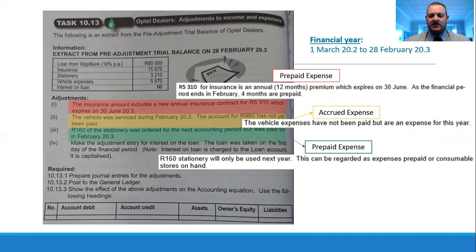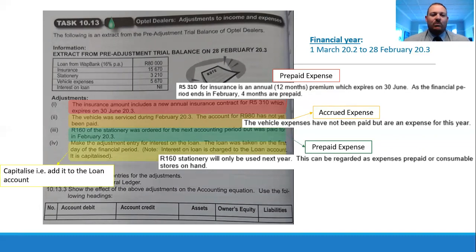So that's why we regard this as expenses prepaid or prepaid expense, and you can also refer to it as consumable stores on hand. Okay, and then finally, guys, we have here an adjustment entry for interest on loan. The loan was taken on the first day of the financial period, and they tell us here that the loan is charged to the loan account. In other words, it's been capitalized.